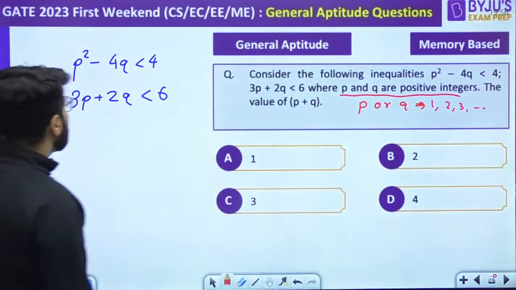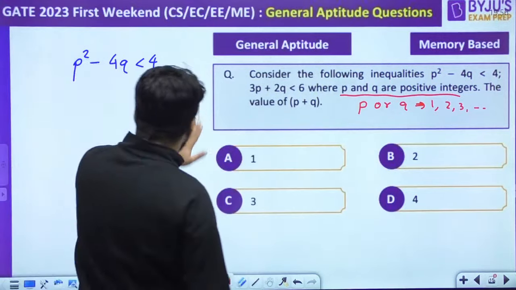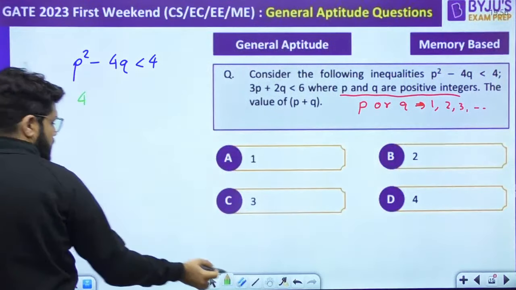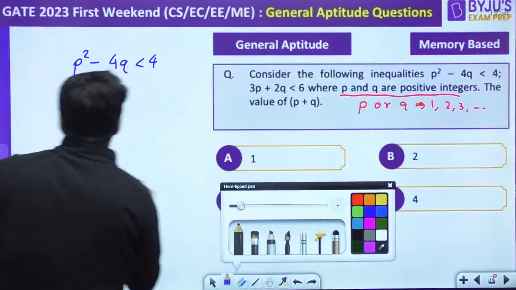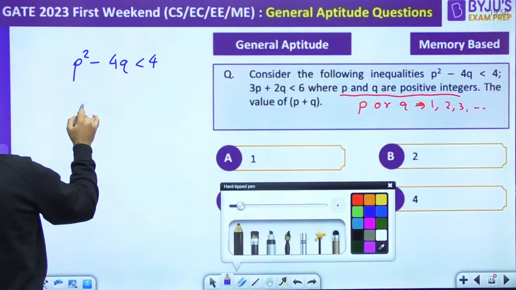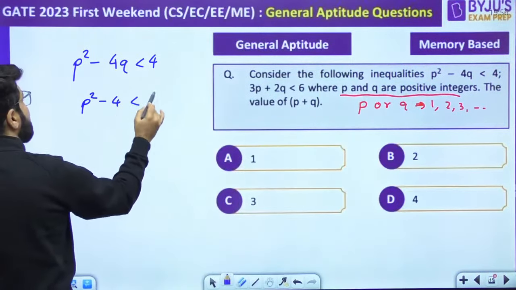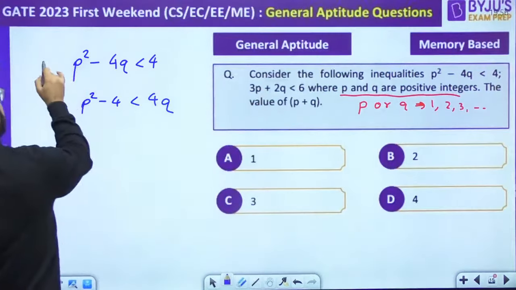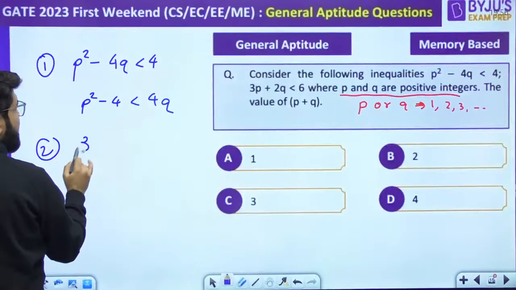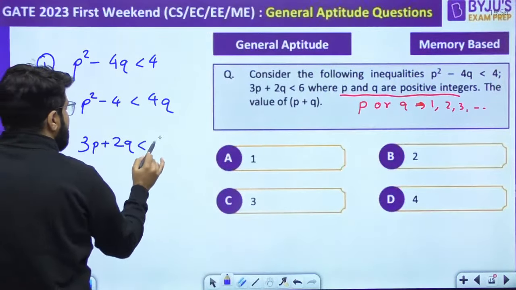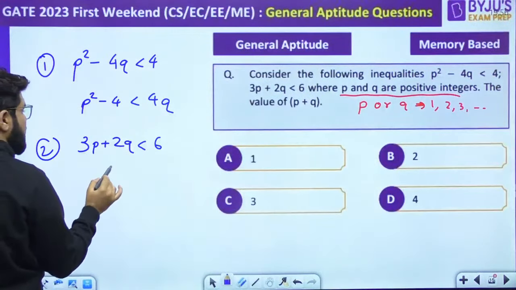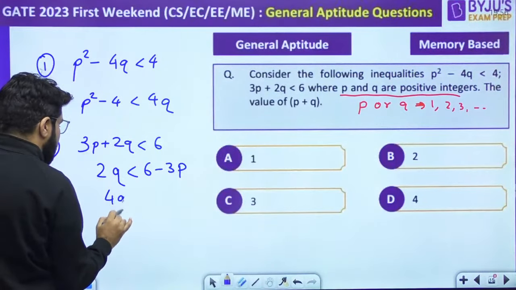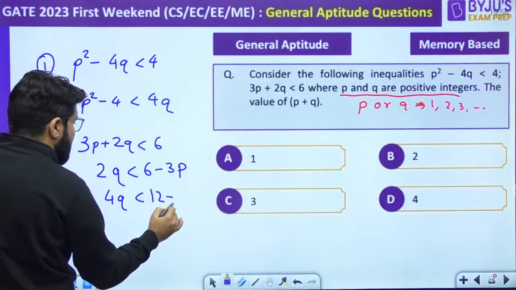Now, dear, from the first one, let's eliminate the square. Square will give complication. So let's write down the inequality in terms of 4Q. I will get P square minus 4 on the left side is less than 4Q. This is one case. Now, can I get 4Q from the second inequality? What is the second inequality given? 3P plus 2Q is less than 6. Now I can say 2Q is less than 6 minus 3P, or 4Q, multiplied by 2, is less than 12 minus 6P.